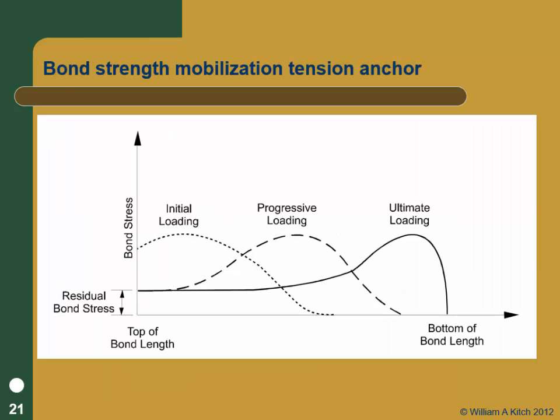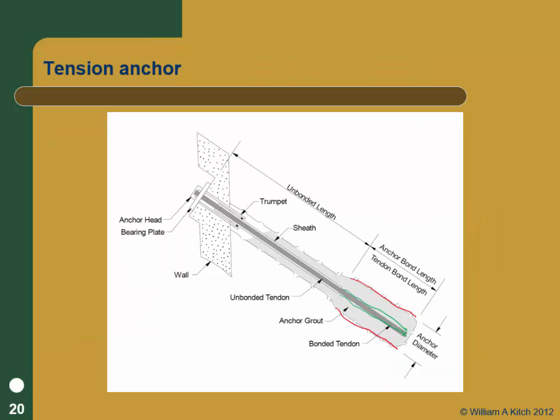And we'll explain that by how the loading goes. So when you pull on a tension anchor, the load has to be transferred from the tendon to the grout and from the grout to the soil. So when you first start pulling on it, the first place load is going to be transferred is right up here where the tendon is first bonded to the grout. And until that capacity is reached, the load's not going to be transferred further down the tendon.